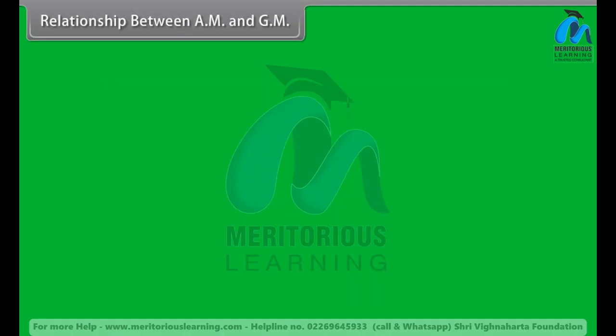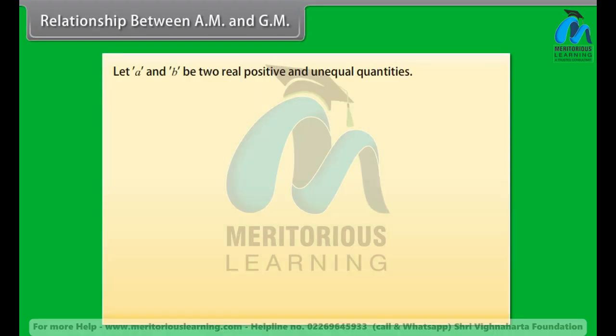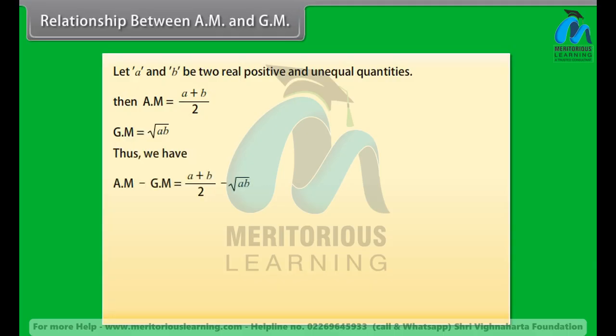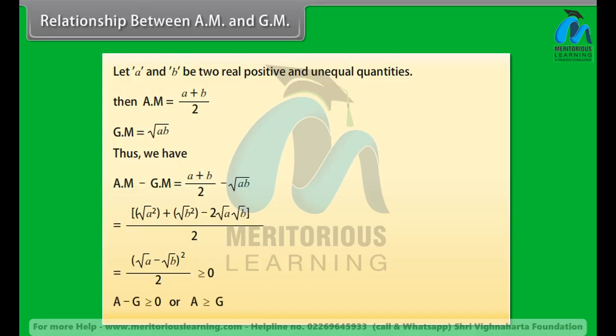Relationship between AM and GM. Let a and b be two real, positive and unequal quantities. Then, arithmetic mean is equal to a plus b divided by 2. Geometric mean is equal to square root of ab. Thus, we have arithmetic mean minus geometric mean is equal to a plus b divided by 2 minus square root of ab. And on solving, it is found that the difference is greater than or equal to 0, and A is greater than or equal to G.